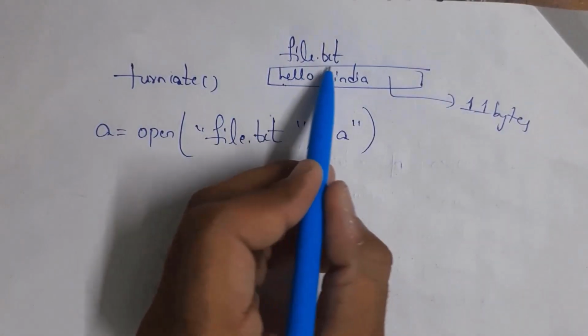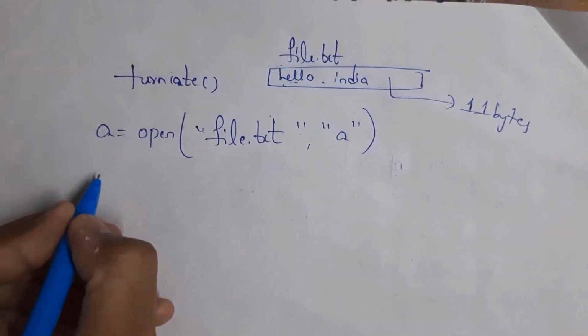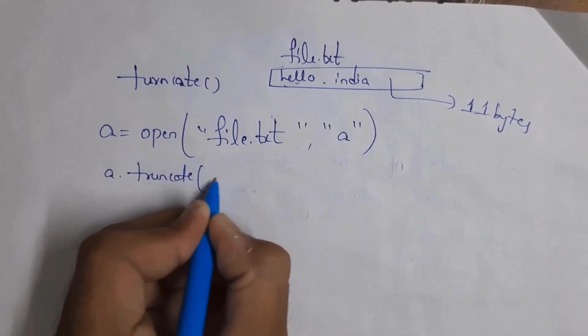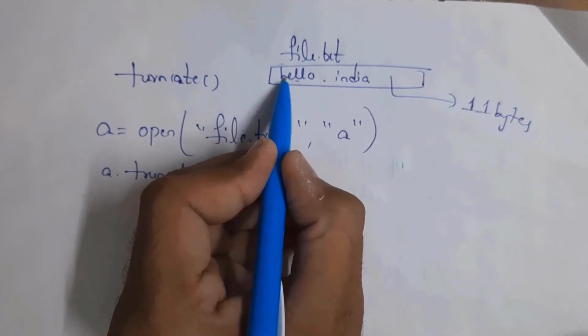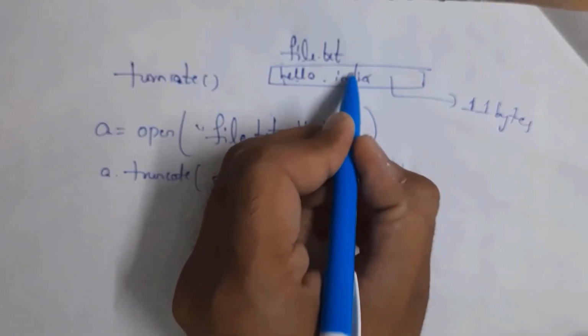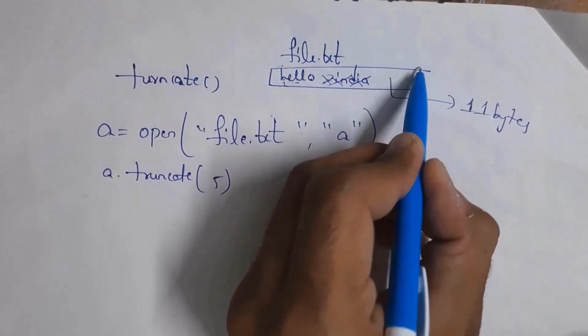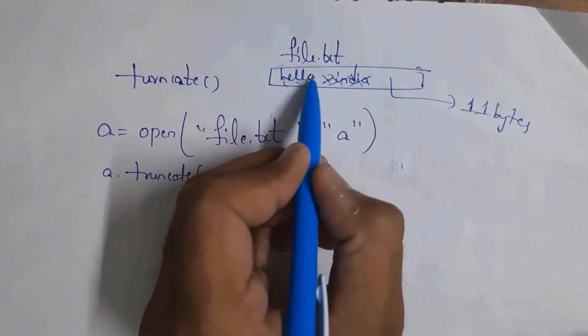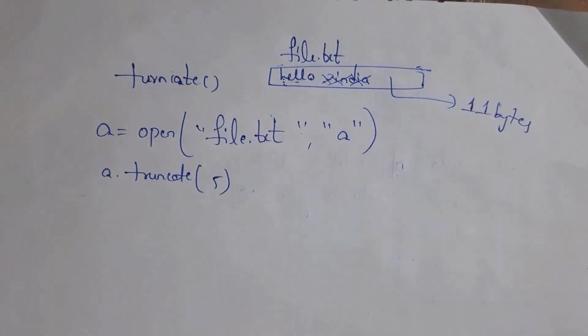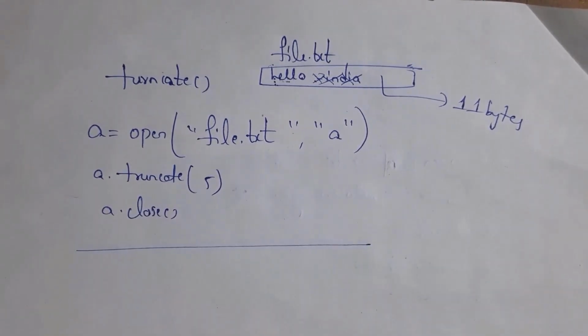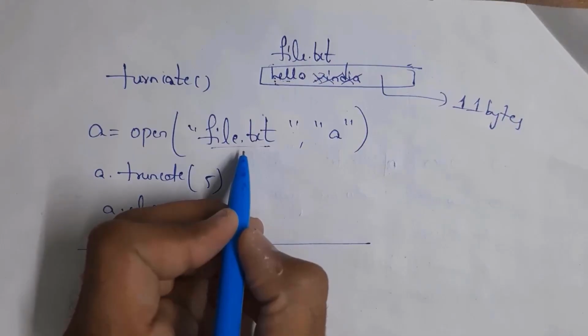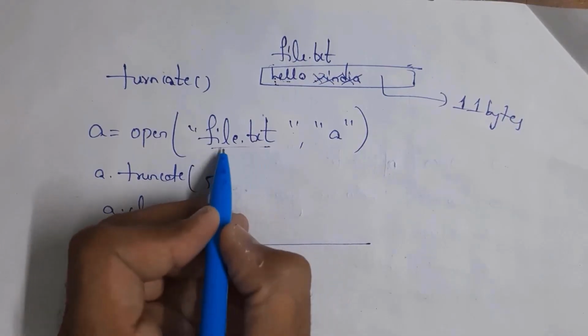Now I want to change this file size to 5 bytes. So just write here a.truncate(5). Now it will change my file size to 5 bytes. What are 5 bytes? 1, 2, 3, 4, 5. So it will remove all the remaining characters. Now my file contains the data hello, which is of 5 bytes. It removed the remaining bytes. And next write here a.close(). Whenever you read this file, you will get the output hello, because we changed this file.txt to 5 bytes.